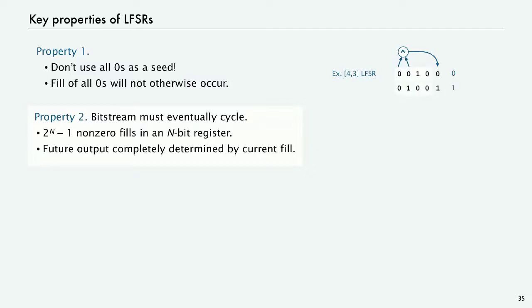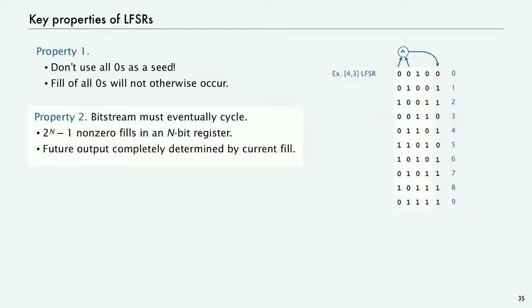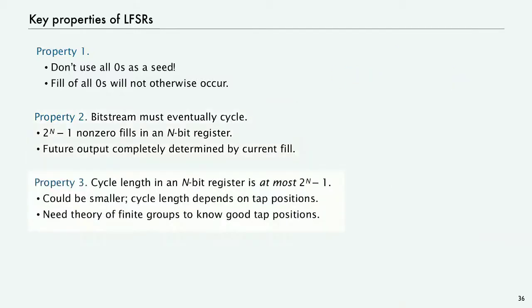So this is just an example. This is a 4-3 LFSR, and we click for a while, and before too long we get back to the value that we started with. In this case, after we get all 15 possibilities, we get back to the value that we started with. That's actually a good case. It's not always the case that it'll fill all possibilities.